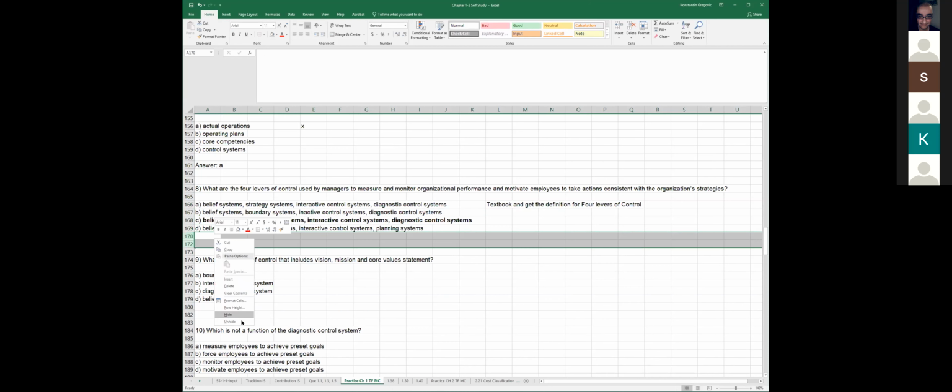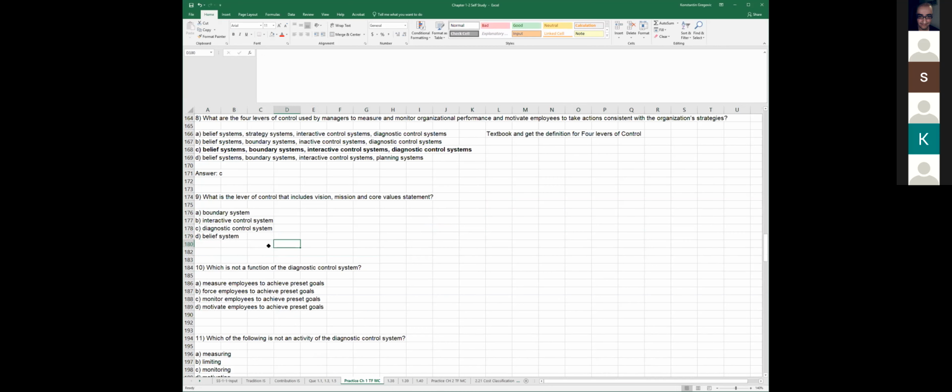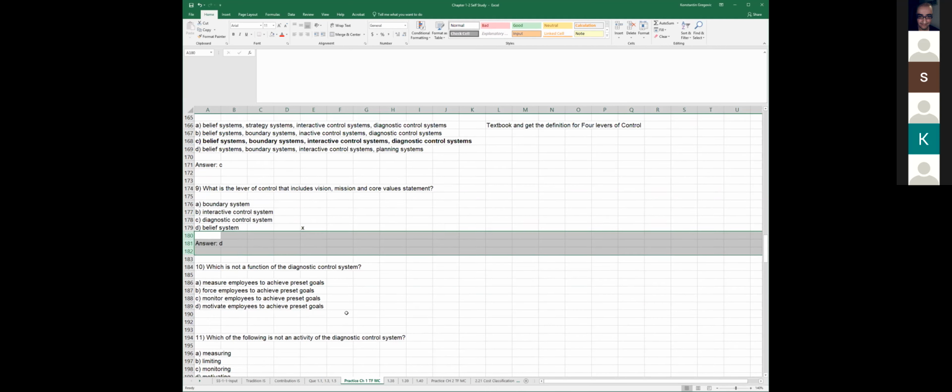Let's check it out. What is a lever of control that includes vision, mission, and core value statement? Belief system. Boundary system. Diagnostic control system. Interactive system. That's belief. We're done with that one. Belief system. D. Yes. So interactive, B. No, D for belief. Okay, I believe you. D, good job.